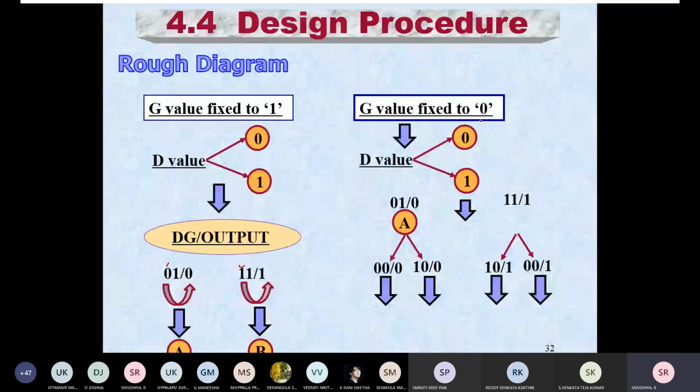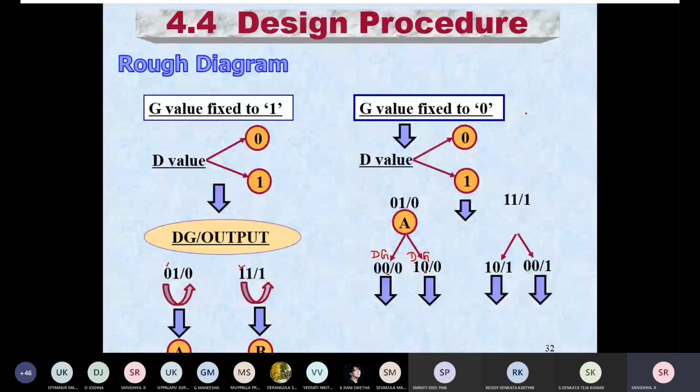So see here, this is my d and this is my g. In both of the cases, this is my d and this is my g, and you could find that g value is fixed to 0. Now can anyone tell me, according to the question, if g value is fixed to 0, what was the condition given in the question? The previous D value will be returned, madam. Previous D value. Memory. Excellent. It will act as a memory element.